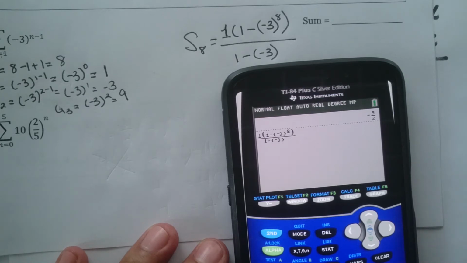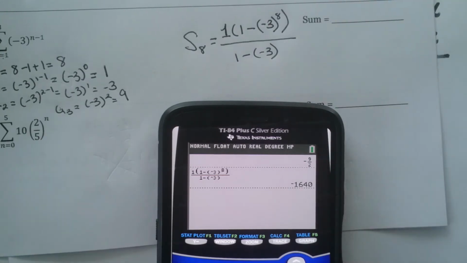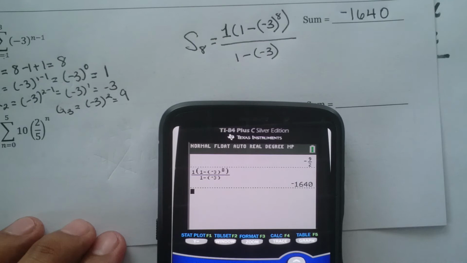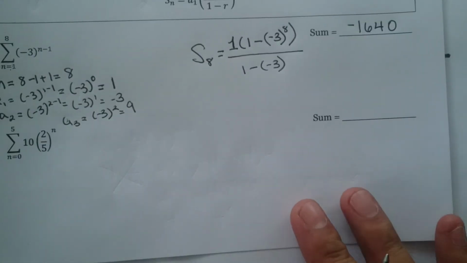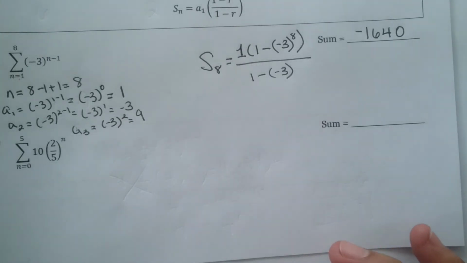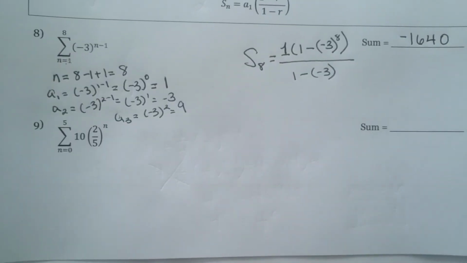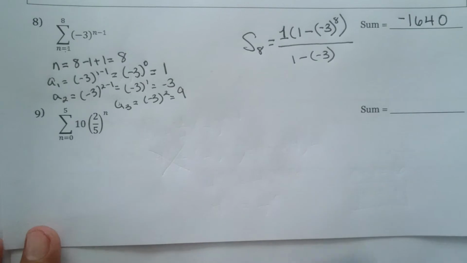And you end up getting an answer of negative 1,640. Again, if you want to know how to get the calculator onto your Android phone, I can tell you there's another app for iPhones and iPads for you to get a TI-84 to do that in. Or, you just do it piece by piece instead of putting it all in the calculator. All right, the next one.